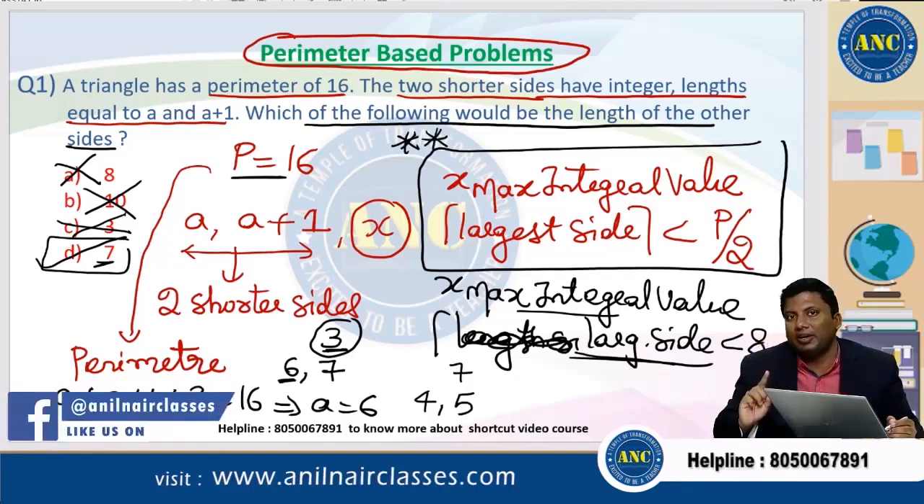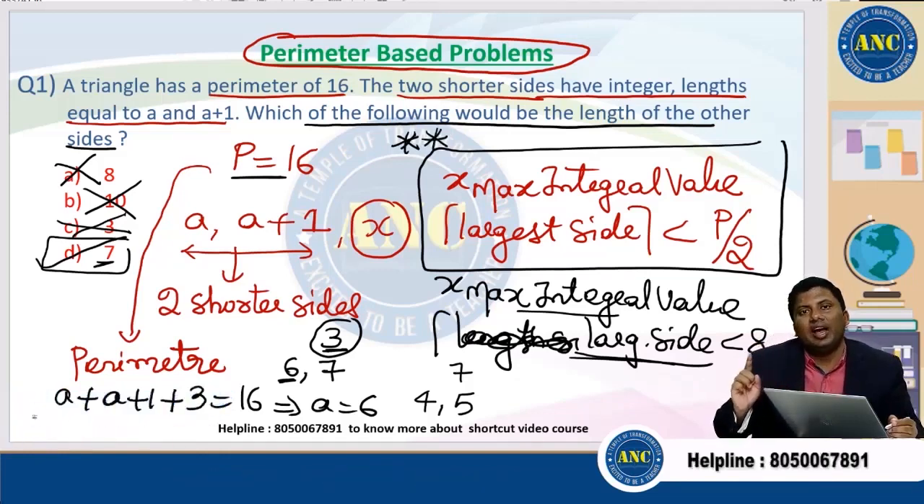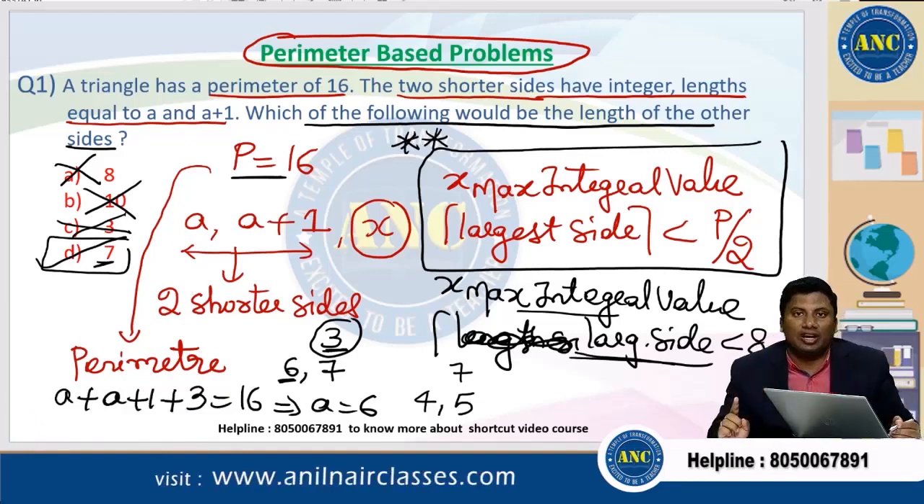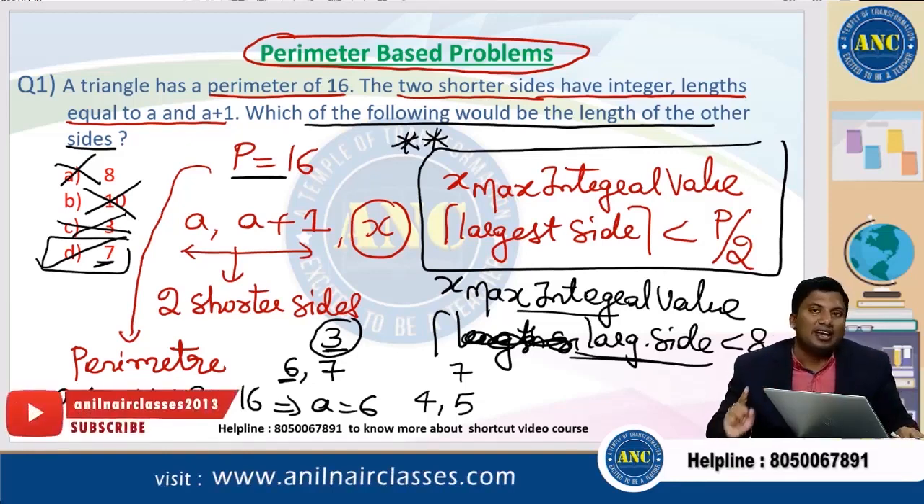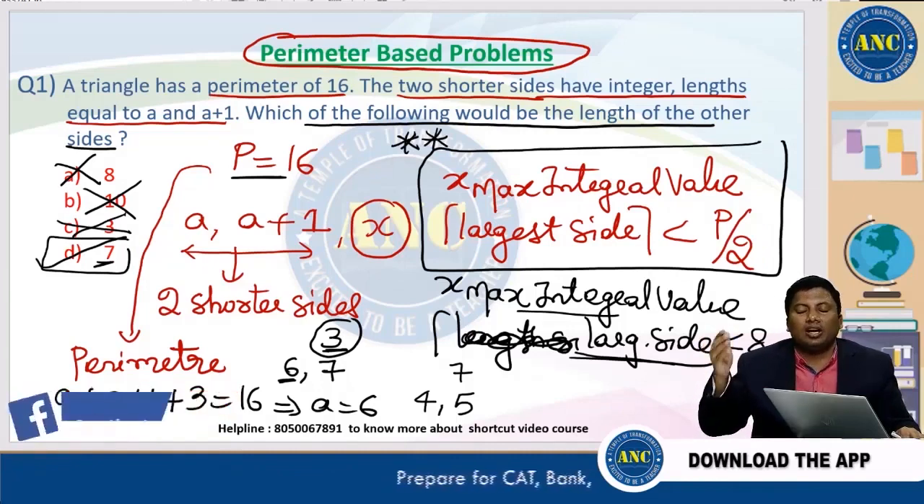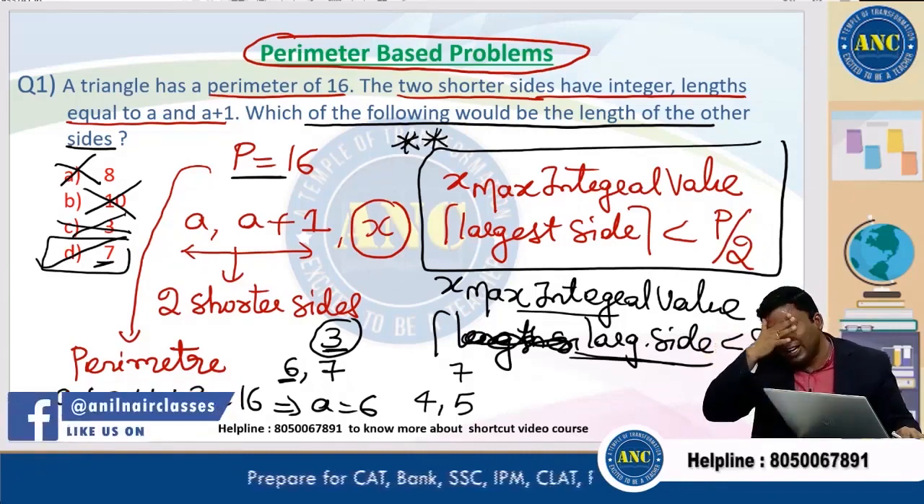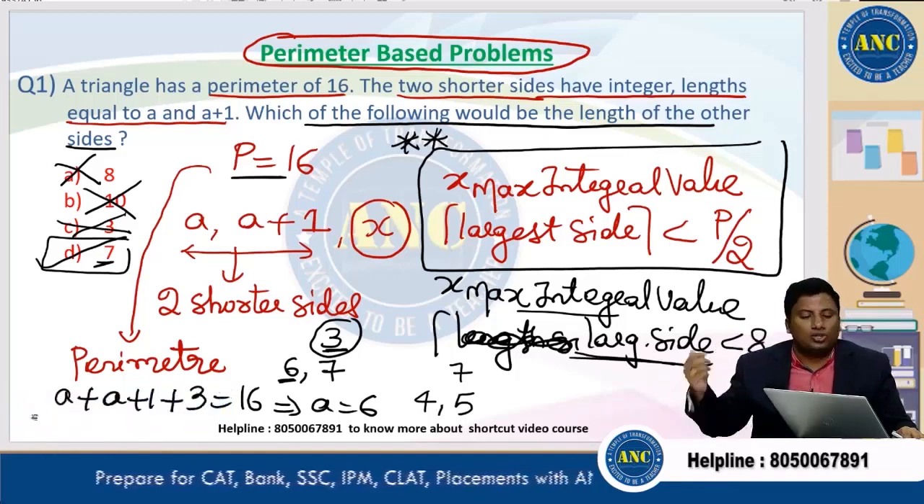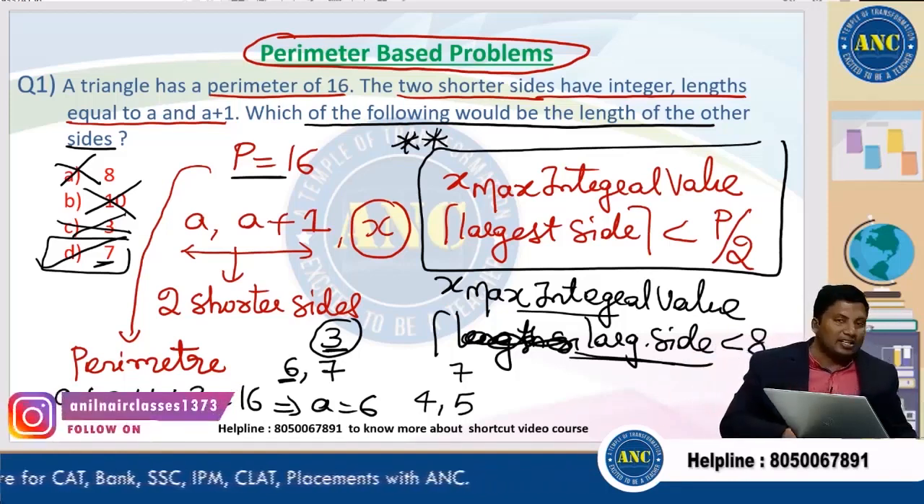I hope it is clear why 3 is incorrect. If I take 3, beta, one side is 3, and the other two values sum to 13. So 6 and 7. 6, 7 and 3. 3 is the largest value. You are telling the largest value it can take is 3, but you are getting 6 and 7. So it cannot be the answer. I hope it is clear, right?